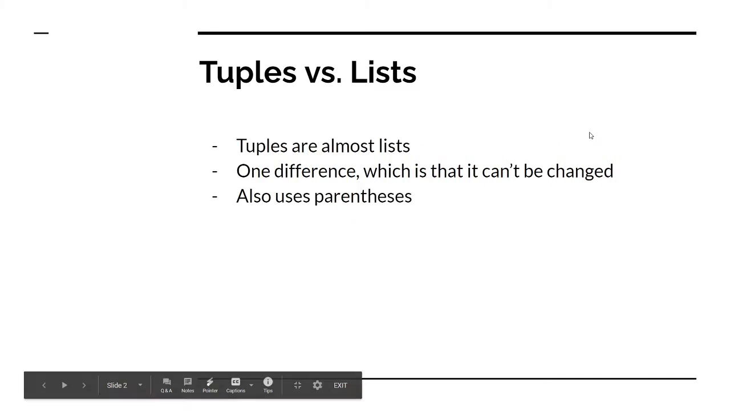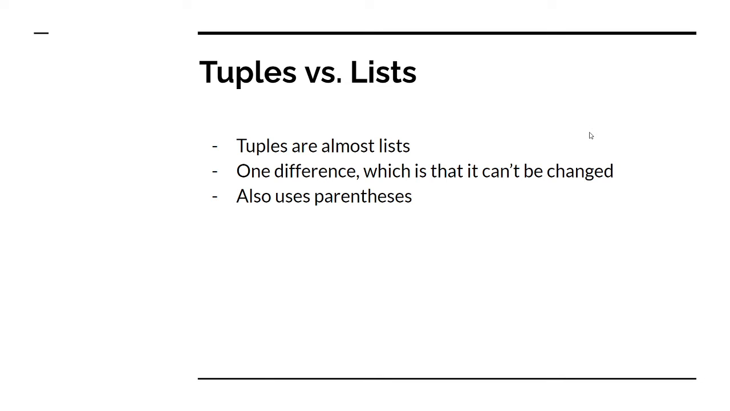So, what is a tuple? Tuples are very similar to lists, but they have two main differences. The first difference is that it can't be changed. We call this property immutability. Lists can be changed, so they are mutable. Tuples also use parentheses as opposed to lists that use square brackets.